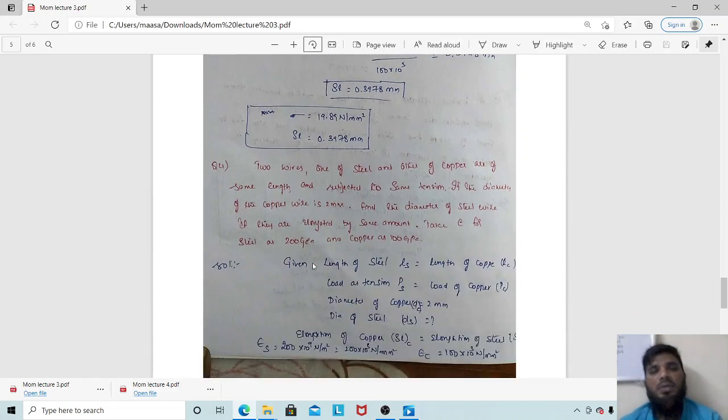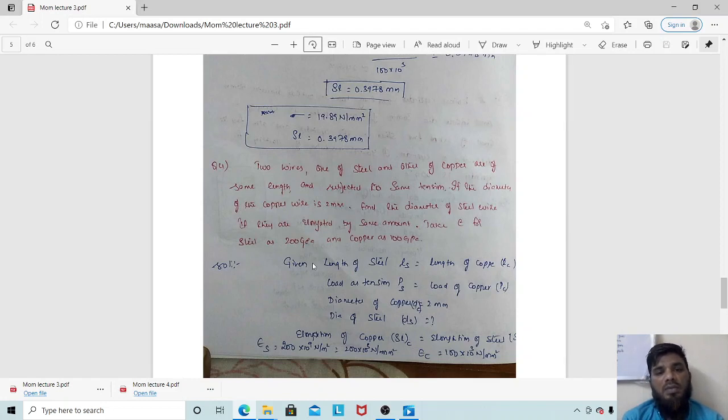The two wires, one of steel and another of copper, are of the same length. The lengths of both the materials are the same, and they are subjected to the same tension. Tension is nothing but a pulling load. So pulling force is the same on both the sections, that is either the steel wire or the copper wire.